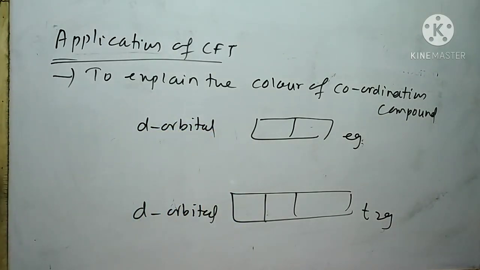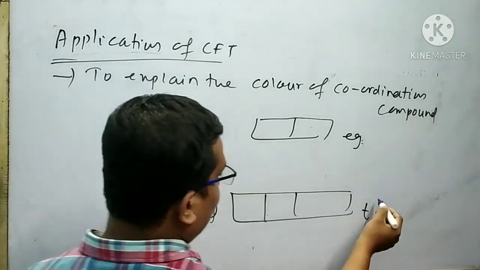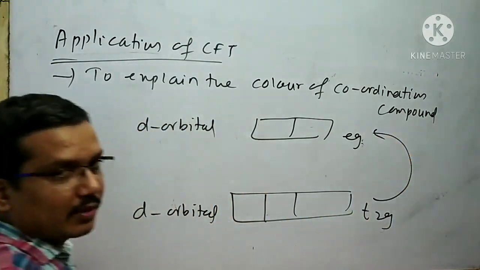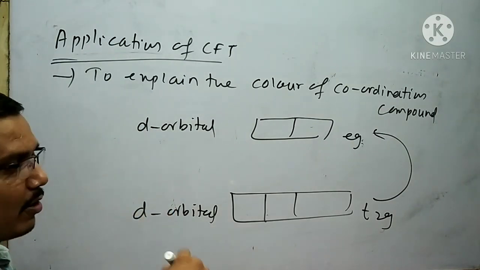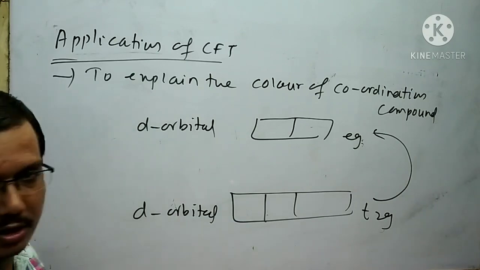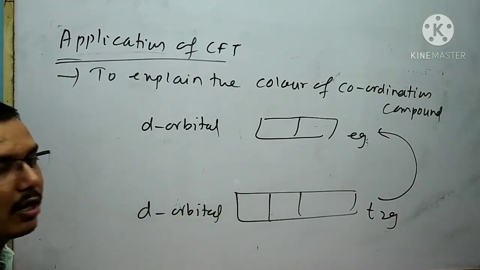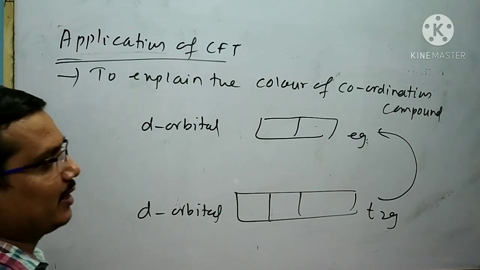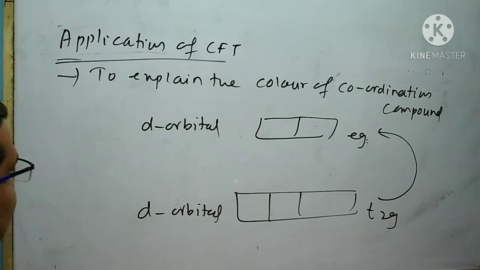In case of octahedral complex, what will happen? The electron transfers from t2g to eg. A d-d transition will be possible, and the complex shows a particular color. If the ligand is removed, there is no possibility of d-d transition. Hence the compound is colorless.